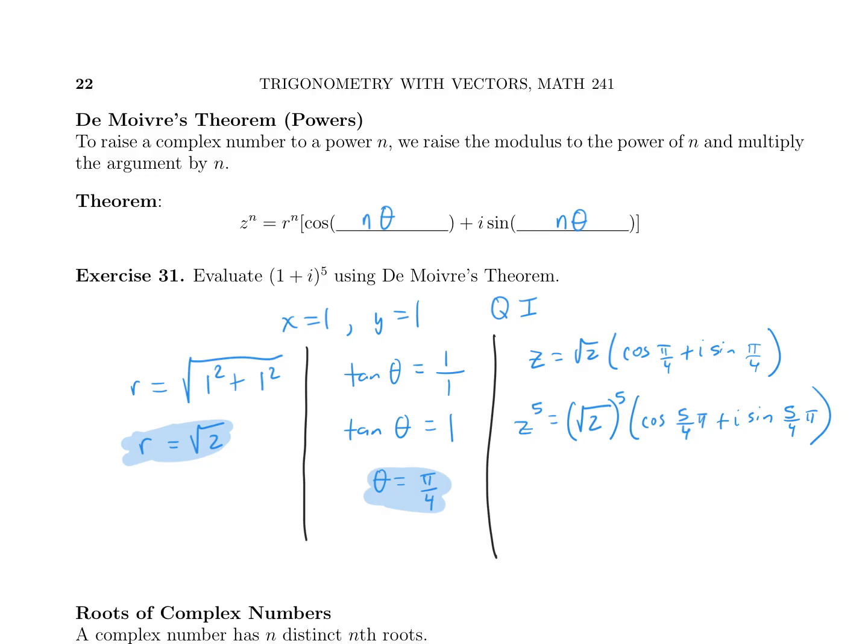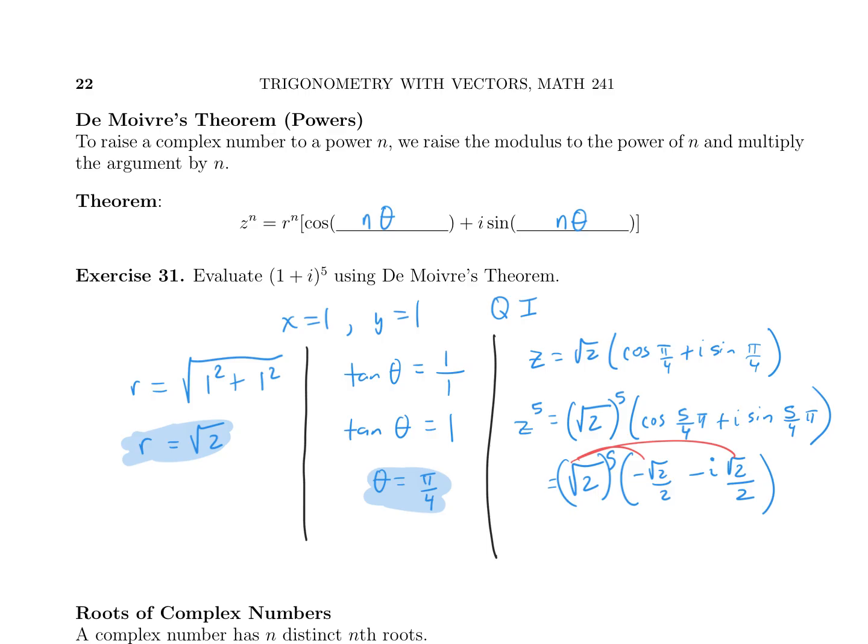Okay, they do want us to write the answer in rectangular form, because the problem was given to us originally in rectangular form, so our answer should also be in rectangular form. So we're not done. We have to evaluate using the unit circle, and then we have to distribute, and then we're done. Using your unit circle, you should be able to evaluate those two, and you should get radical 2 to the 5th. The cosine of 5 fourths pi is negative radical 2 over 2. And the sine of 5 fourths pi is also negative radical 2 over 2. Okay, and so now we distribute.